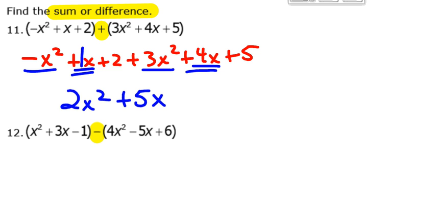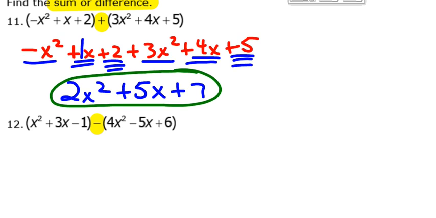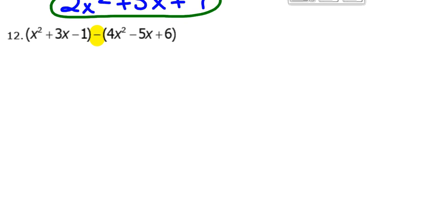And then finally, I've got some constants with no x's. 2 plus 5 is 7, and that is your final answer. All right, moving down, number 12. Oops, lost it. Let me get it back up here really quickly. All right, there it is.